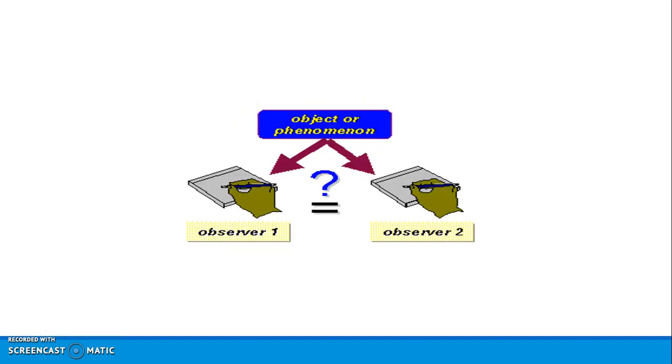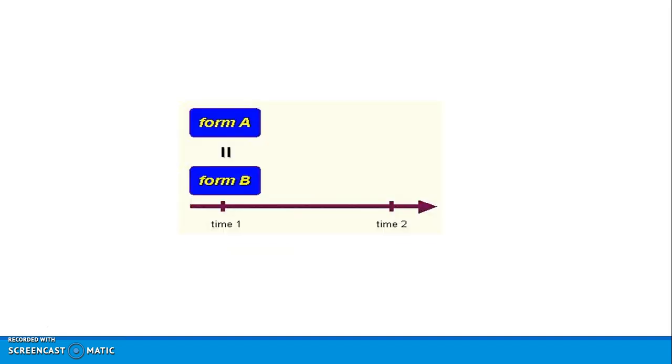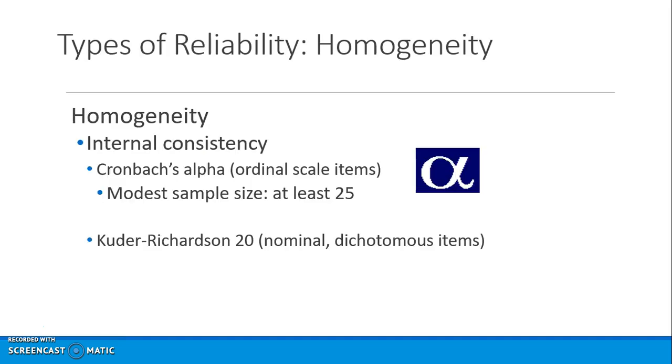Same idea with 2 raters. Here you can look at parallel forms reliability, where there are 2 versions of the instrument on caring, and basically you're trying to determine if in fact they correlate, but they're created by the same investigator.